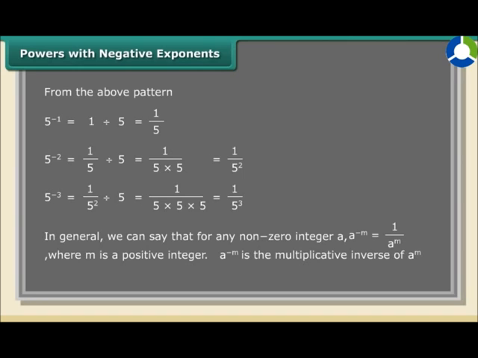In general, we can say that for any non-zero integer a, a raised to the power minus m is equal to 1 upon a raised to the power m, where m is a positive integer. A raised to the power minus m is the multiplicative inverse of a raised to the power m.